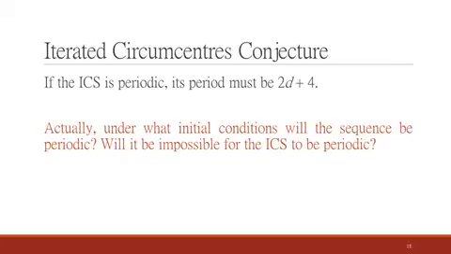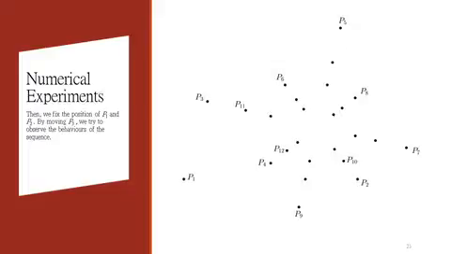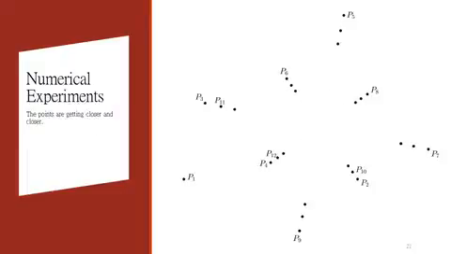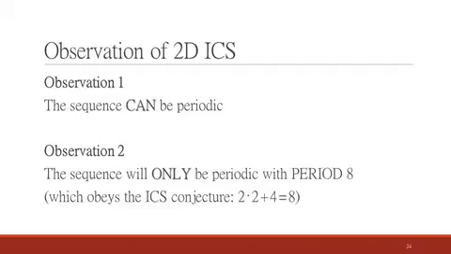Back to the conjecture, which states that if the ICS is periodic, its period must be 2D plus 4. Actually, under what initial conditions will the sequence be periodic? Moreover, will the sequence be impossible to be periodic? We would like to have some numerical experiments on the first 24 points of the ICS. By moving P3, we found that the points are getting closer and closer, and finally seem to be periodic. Therefore, we observe that the sequence can be periodic, with only period 8, which obeys the ICS conjecture.